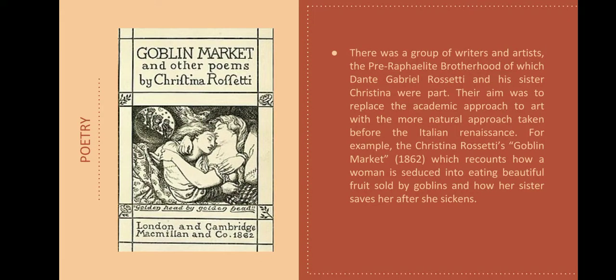In the poetry of this era, there was a group of writers and artists, the Pre-Raphaelite Brotherhood, of which Dante Gabriel Rossetti and his sister Christina Rossetti were part. Their aim was to replace the academic approaches to art with the more natural approaches taken before the Italian Renaissance. For example, Christina Rossetti's Goblin Market recounts how a woman is seduced into eating beautiful fruit sold by goblins, and how her sister saved her life after she got sick.